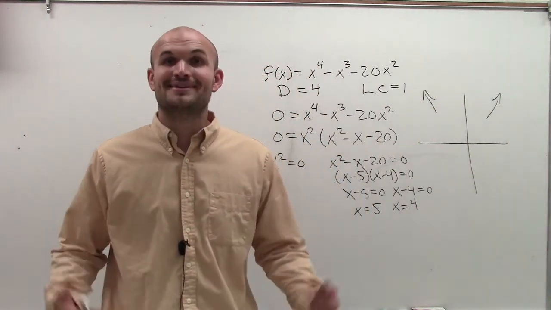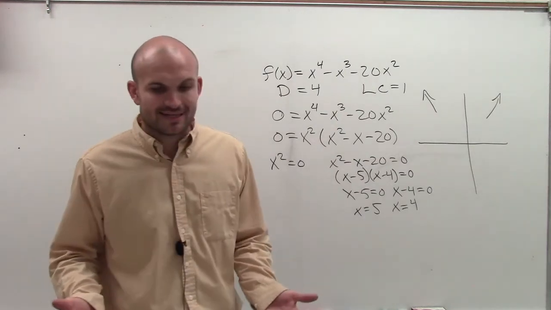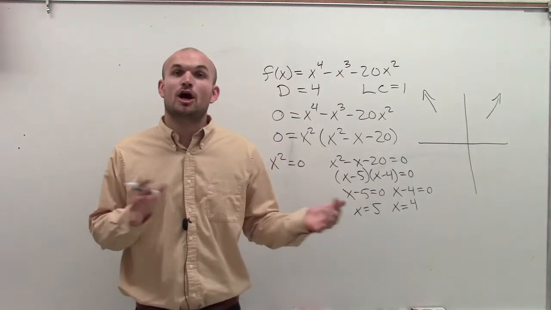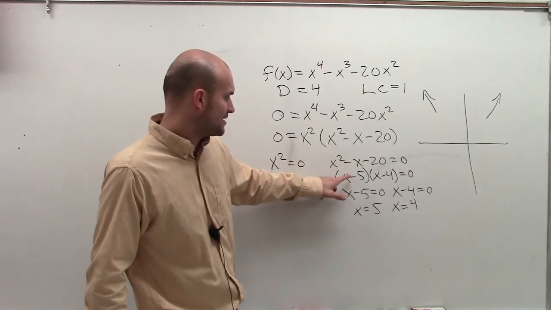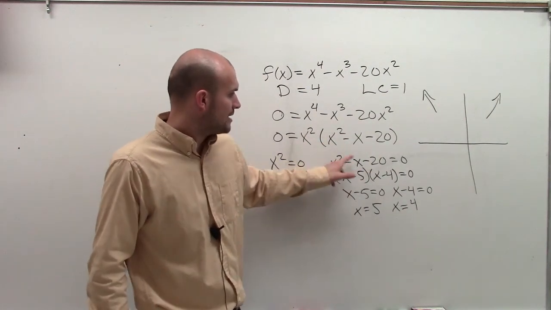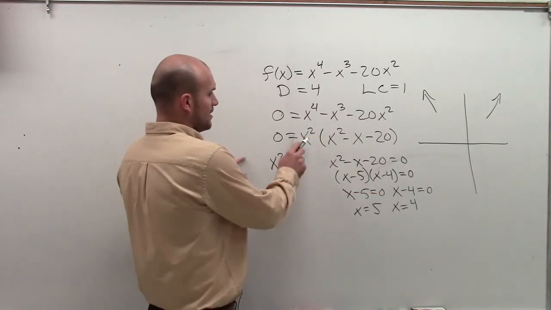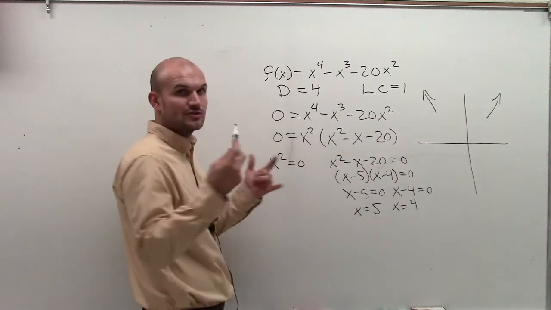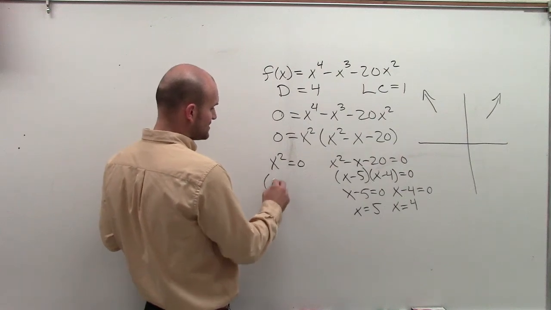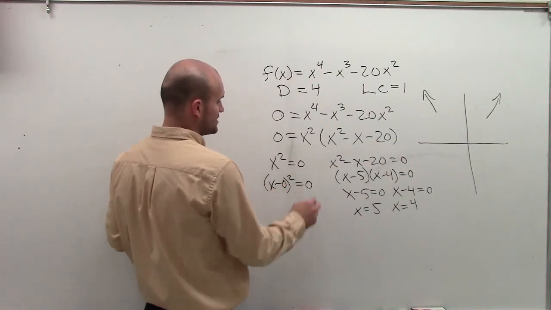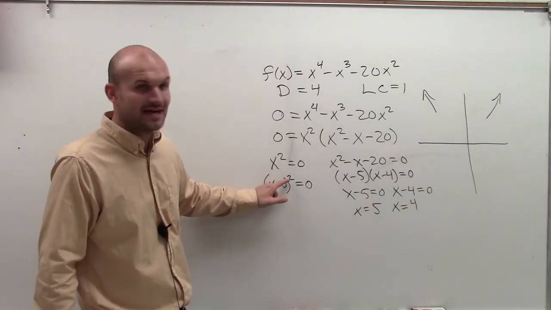All right, here's where it gets interesting. I need to determine the multiplicity. Remember, the multiplicity is the exponent of your factor. Here I have two factors, x minus 5 and x plus 4. But how do I rewrite the other one so it looks like x minus h? I can say x minus 0 squared equals 0. That's the same thing, and now you'll notice the exponent of my factor is 2.